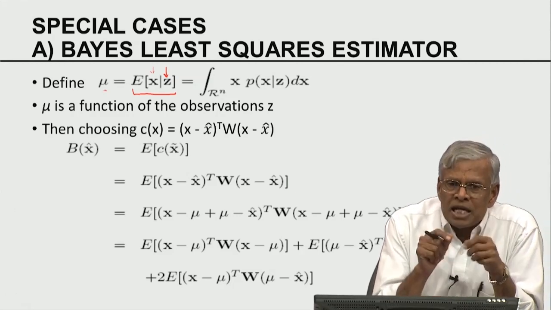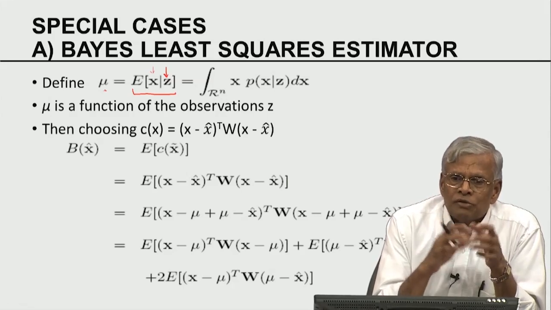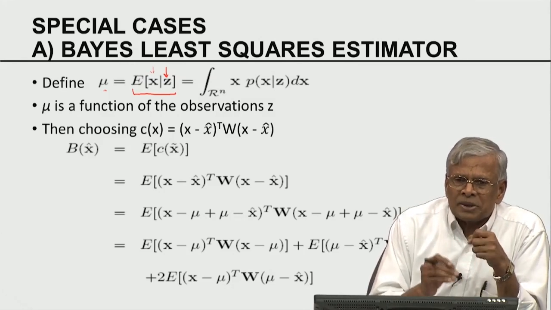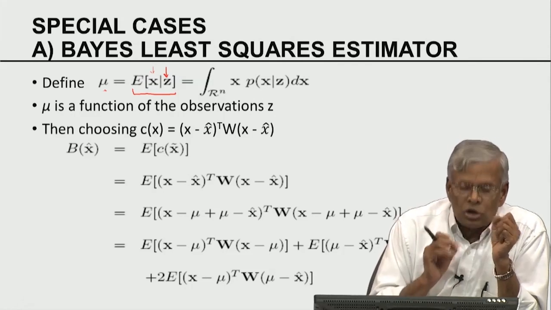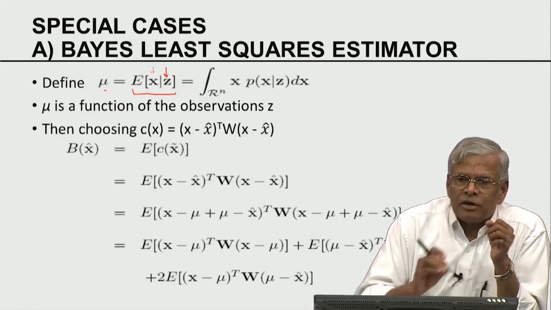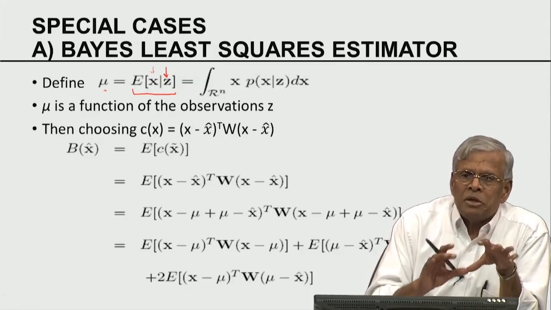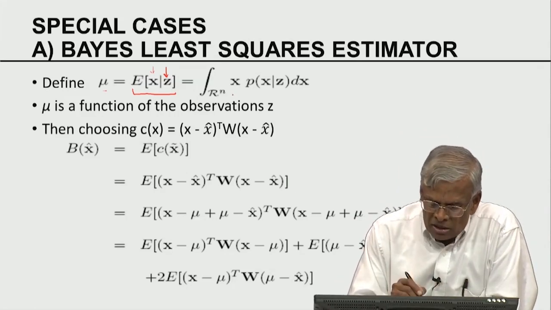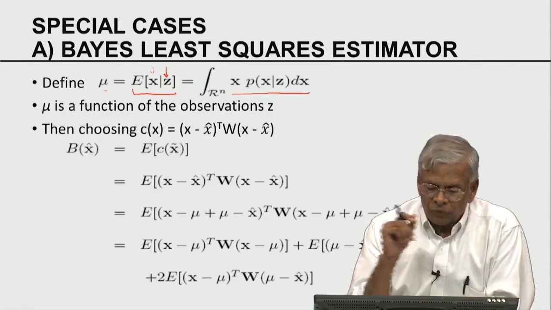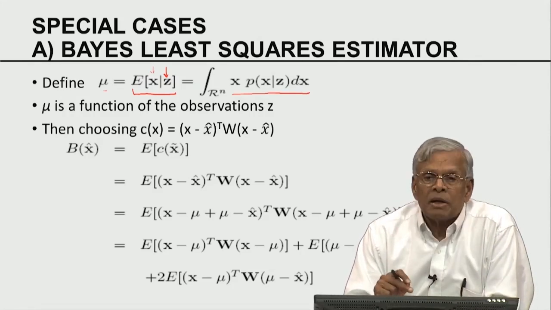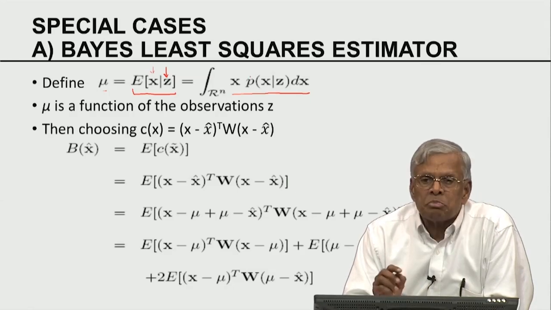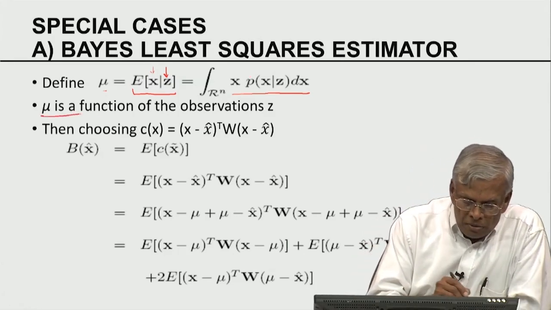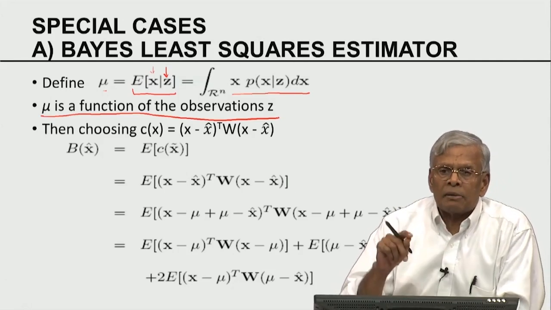Now please understand, z is random. So even though we are conditioning the expectation of x with respect to z, the conditional expectation is in general a random variable. So mu is denoting the conditional expectation. I want to remind you that mu in general is random. This mu can be evaluated by the standard conditional expectation formula, which is the integral of x times p of x given z dx. So mu is a function of the observation. Observations are random, so mu is random.